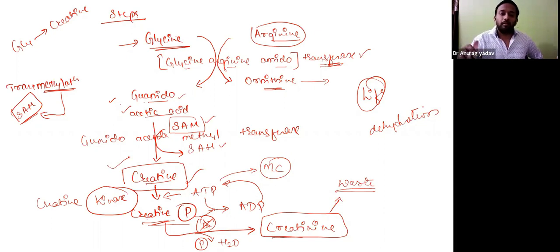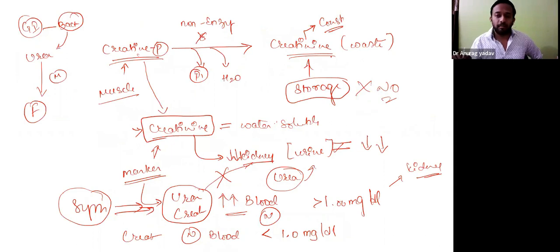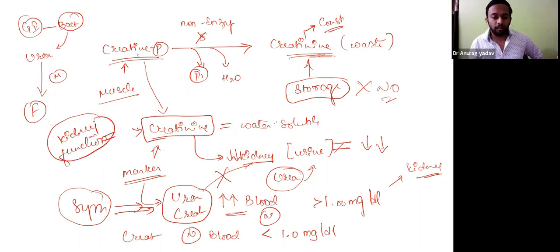The excretory form of creatine phosphate is creatinine. Because it's a waste, there is no storage form of creatinine. Because synthesis is constant and it is water soluble and excreted in urine, we can use creatinine as an important marker for kidney function. If there is any change in creatinine, it means kidney function is also affected. Kidney is not functioning, creatinine is very high. Kidney is functioning normally, creatinine is in the normal range.